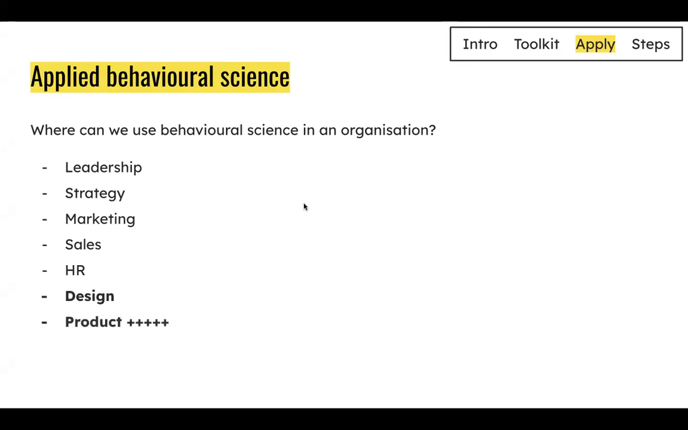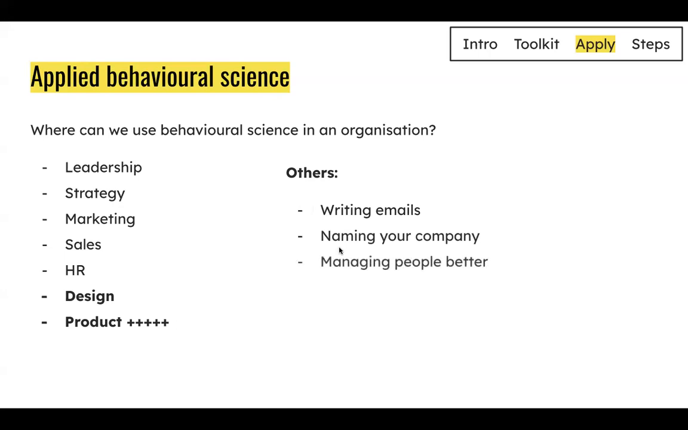Design and product uses a lot of behavioral science. And recently this is also shooting up drastically, where a lot of product-based companies are actually investing in behavioral science. And of course, there are lots of other areas where you can use behavioral science as well. How do you write emails that get responses, right? Cold emails, for instance. How do you name your company so people can actually remember it? And there's a lot of emotions that are related with names, and that's all spoken about in behavioral science.